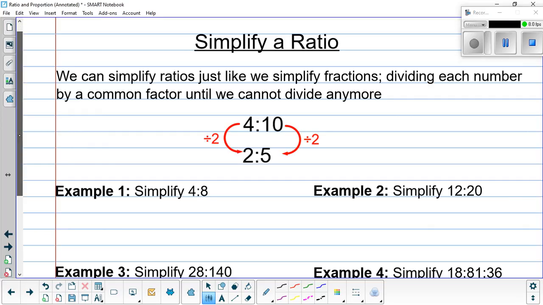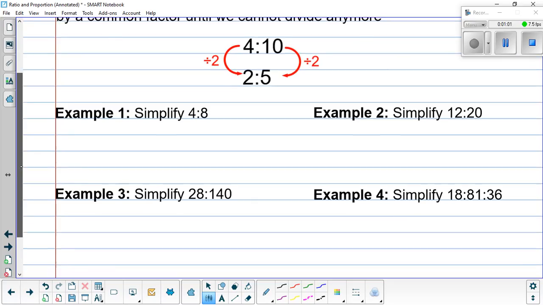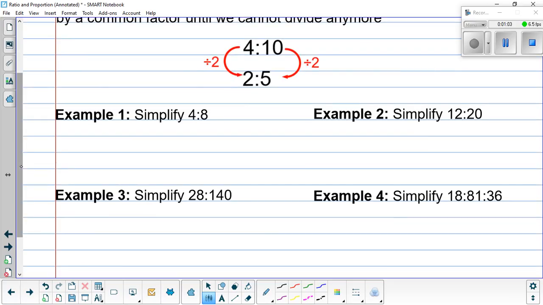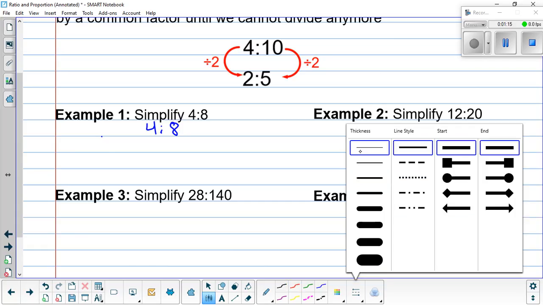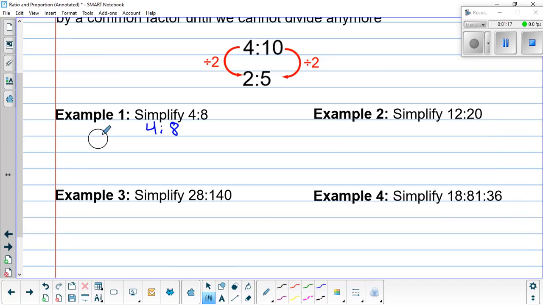So we're going to go through a variety of examples right here. Looking at the first one on the left, example 1, simplify 4 to 8. What is one number that goes into both 4 and 8? One thing I like to tell everybody is that you can do this in one step, but when in doubt, you can always do these in multiple steps. So what's one thing we can always divide even numbers by? The number 2. If they're both even, you can always do that. Then what are you going to get?